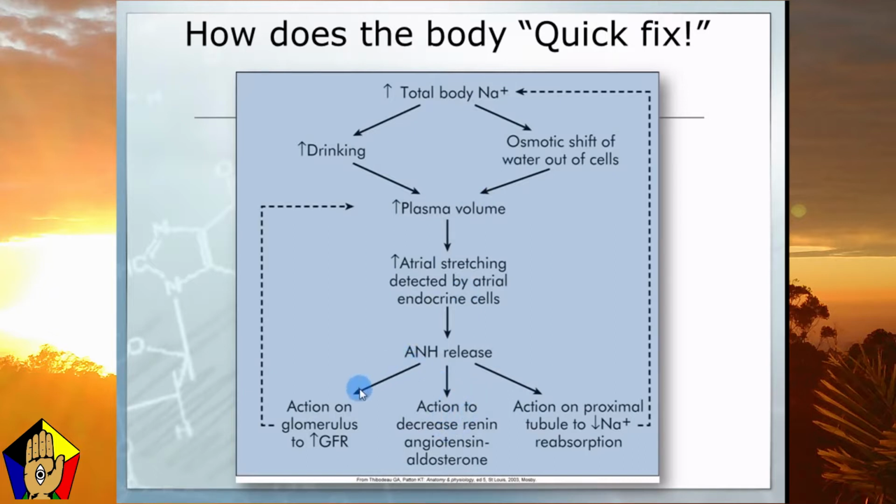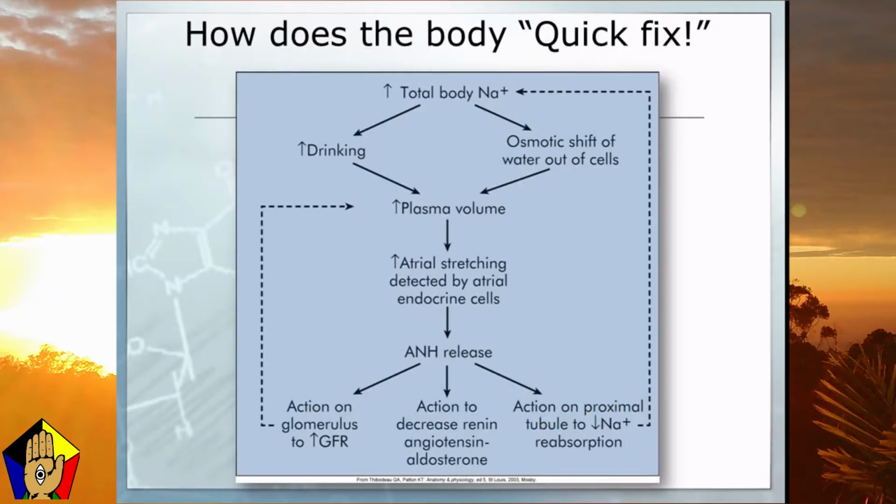And then ANP is going to go to the glomerulus, and it's going to try and increase glomerular filtration rate, which means it's going to try and push more fluids through the glomerulus. What's it trying to do? It's trying to put more salt into your kidney. And when it puts more salt in the kidney, come back here. It's going to try and excrete it. So overall, you've got several chemicals in a pathway that you have to be familiar with how they all work together.